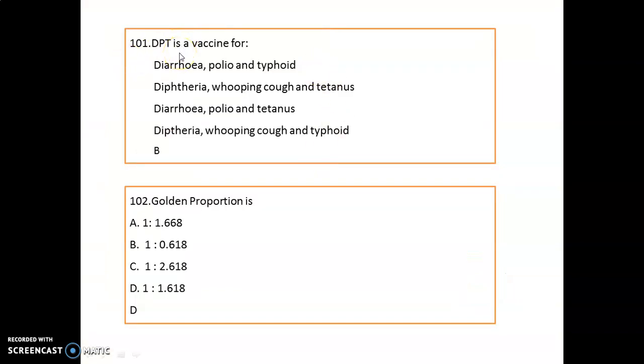What do DPT vaccines stand for? It stands for diphtheria, whooping cough and tetanus. So P here is pertussis, which is known as whooping cough. What's the golden proportion? It is 1:1.618. Please remember this value, aspirant.